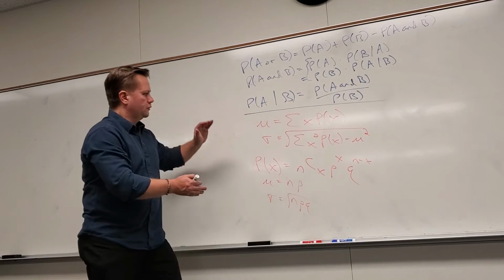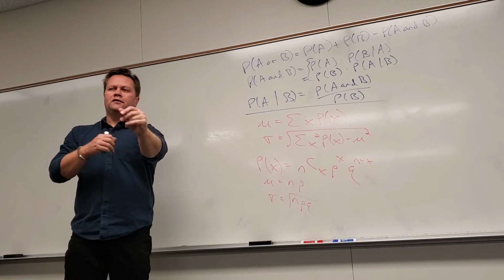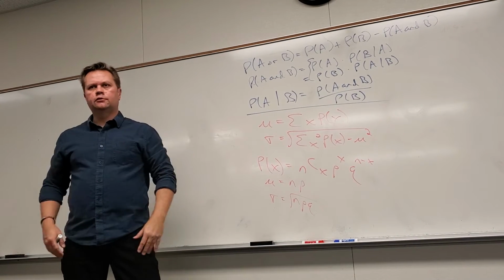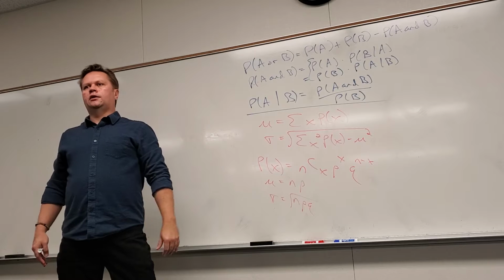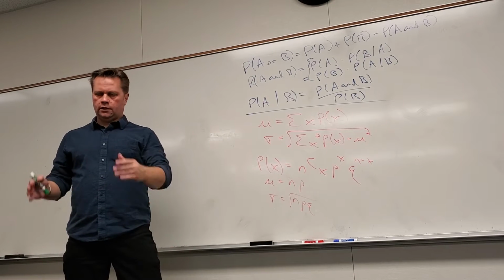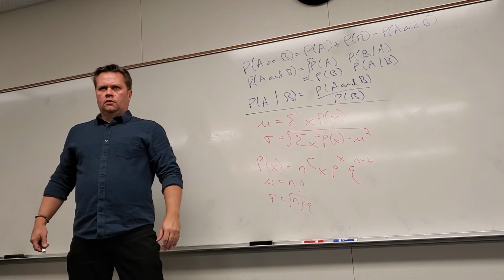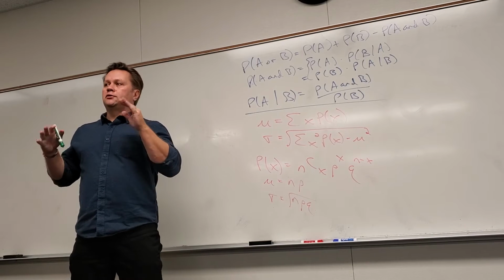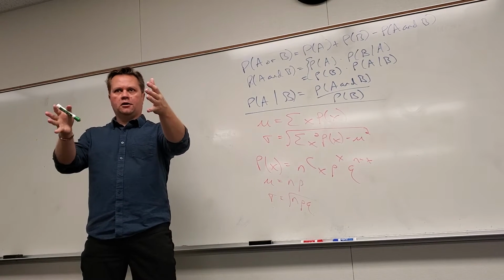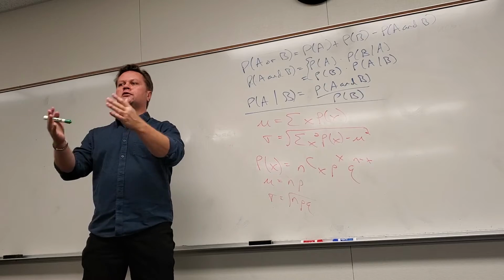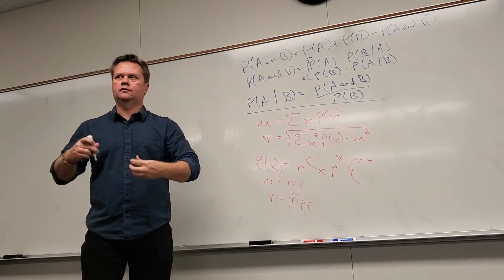So that's chapter 4. Chapter 5 was uniform. No formulas there. Just got to know how to make a rectangle and then get areas of rectangles. And then, of course, we get to chapter 6, the bedrock, the heart of this course, because that's where we first learn normal distribution stuff.